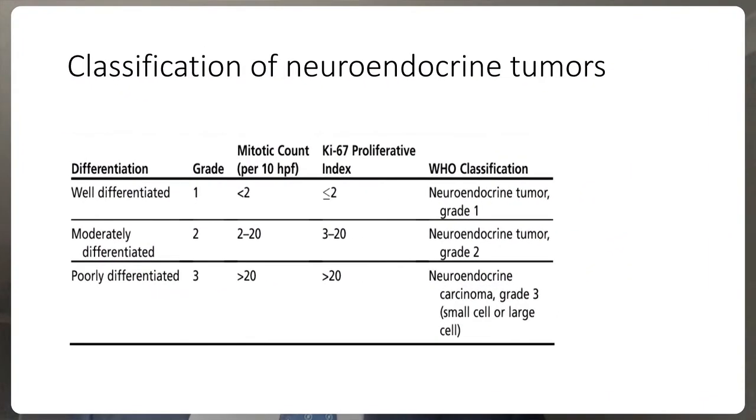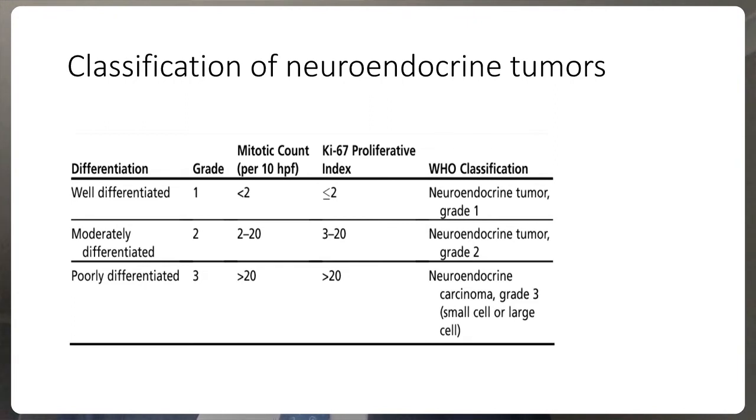So while we are at the classification of the neuroendocrine tumor, we have to know their classification, and it is the same classification that the WHO uses for the pancreatic neuroendocrine tumors, and that divides them into three categories: grade 1, grade 2, and grade 3. And this is based on, number one, the degree of differentiation of the tumor. Number two is the number of mitoses per 10 high power fields. And number three is the Ki-67 proliferative index.